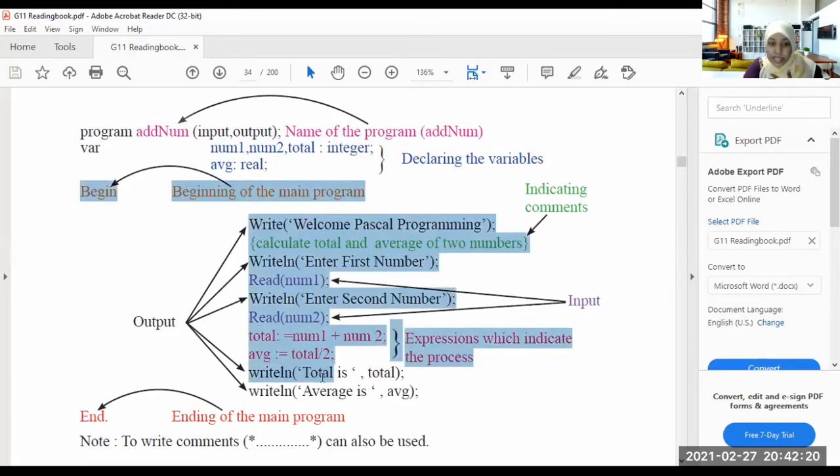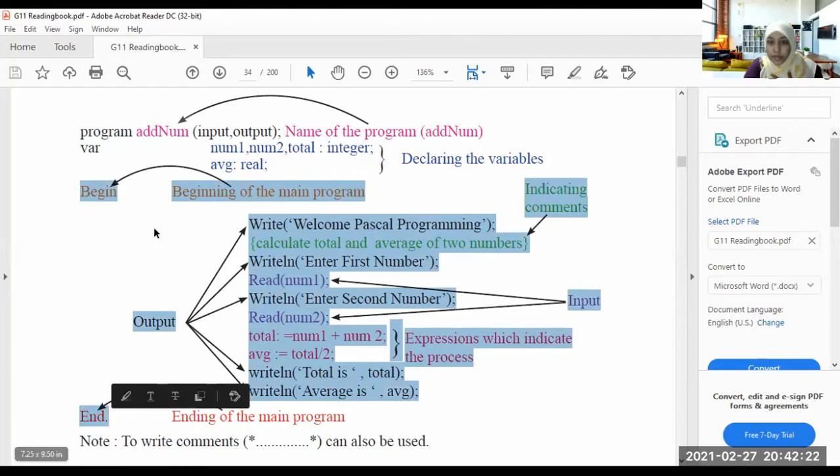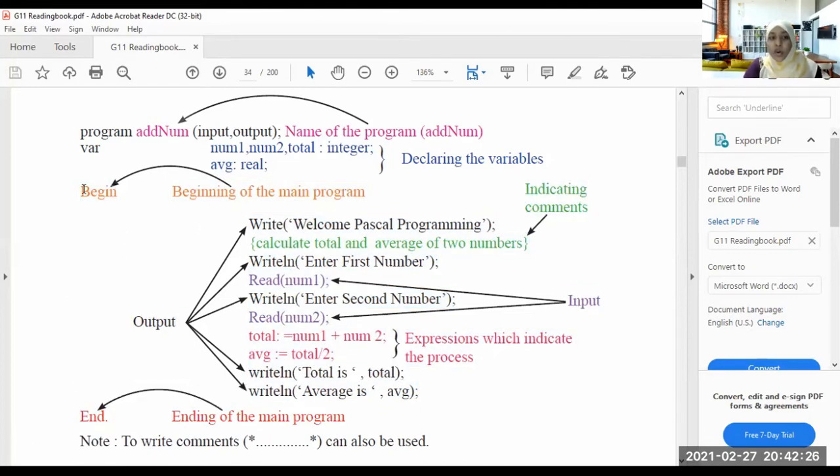So here this is the program. All these are the program. Okay, we'll see. So I told you, can you remember when we drew flowcharts and when we wrote pseudocodes, I told each and everything has a start and an end, a beginning and an end. Like that, in Pascal programming also, there is a beginning and there is an end, right?